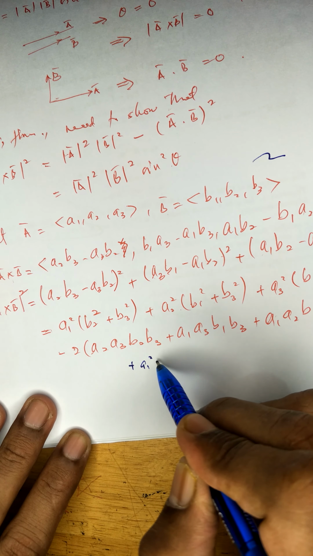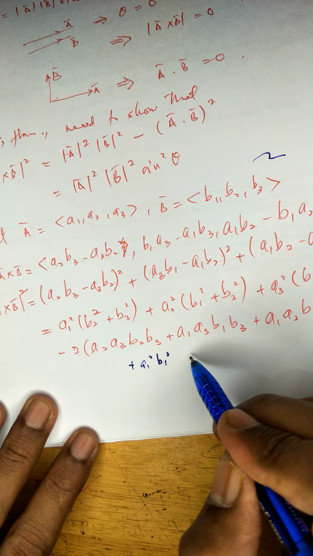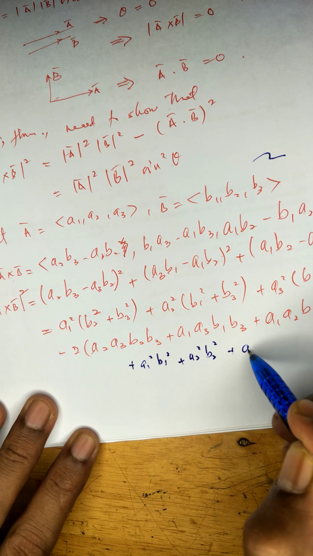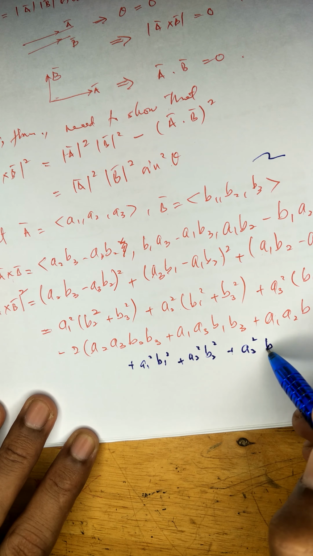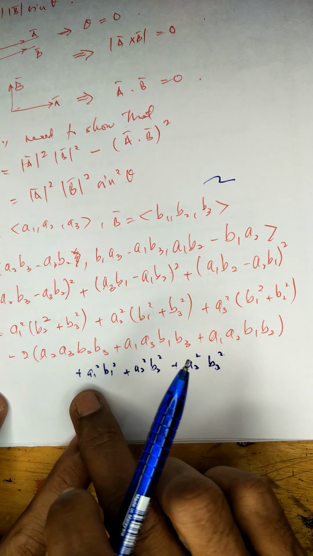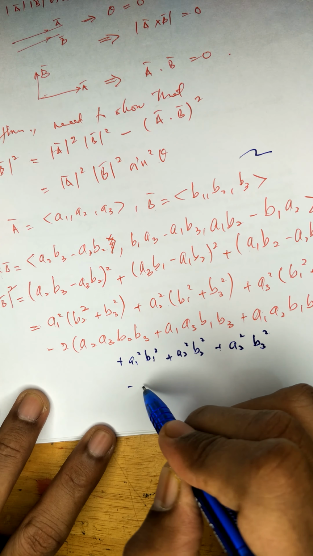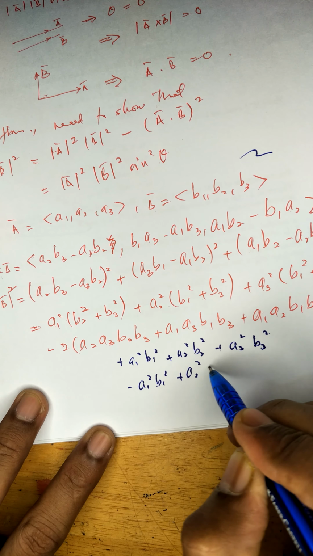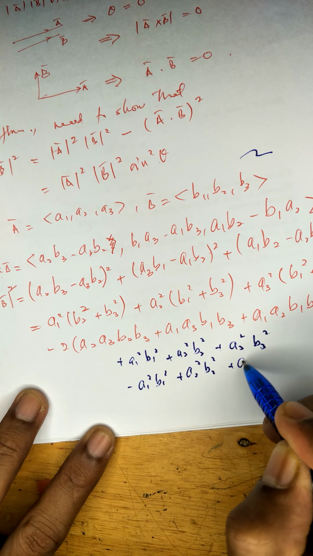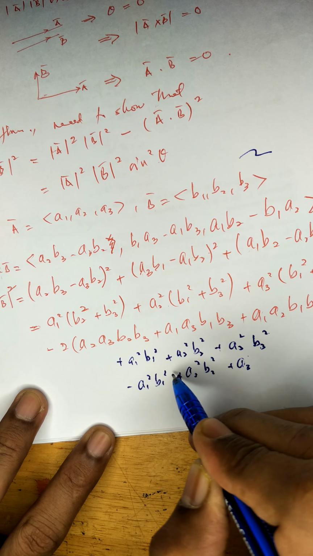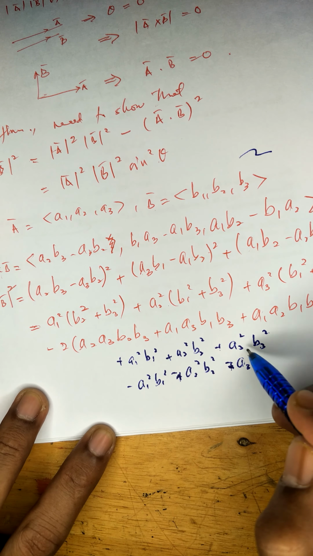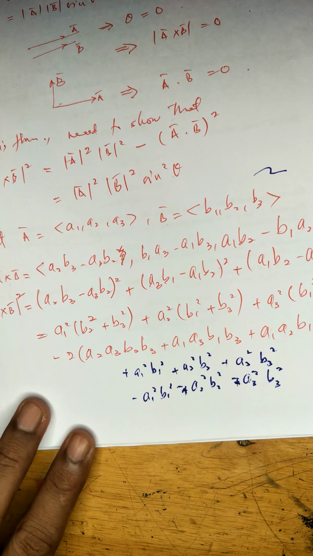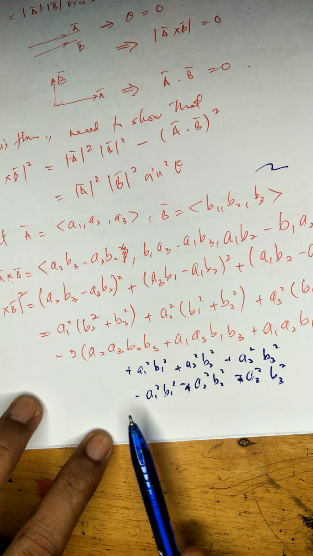a1 squared b1 squared plus a2 squared b2 squared plus a3 squared b3 squared, and then we add up those things, we minus again a1 squared b1 squared plus a2 squared b2 squared plus a3, sorry, this is minus a3 squared b3 squared. So what happens now if we do this?